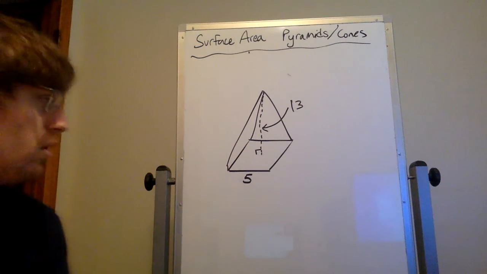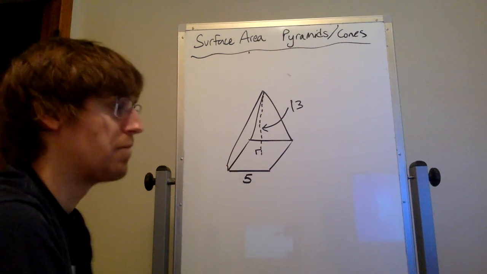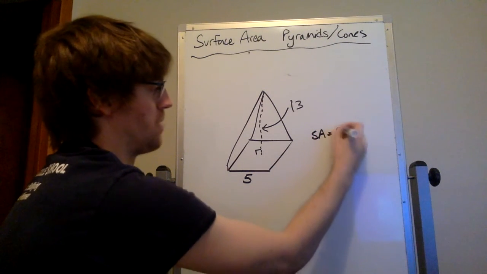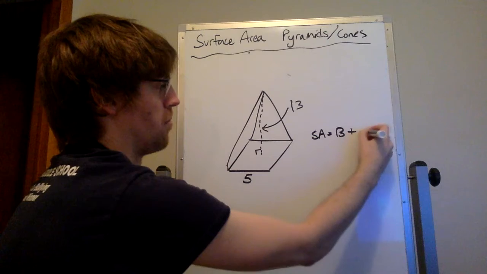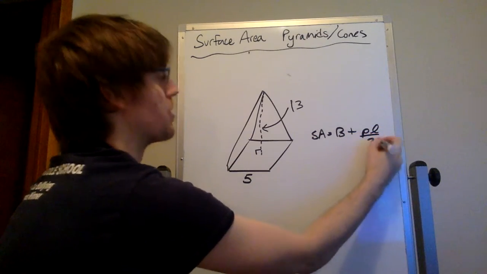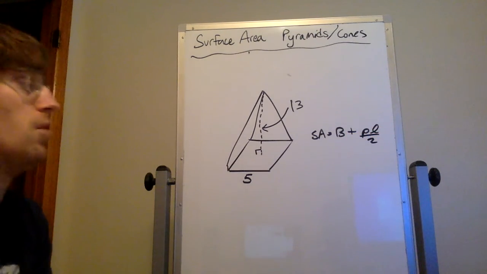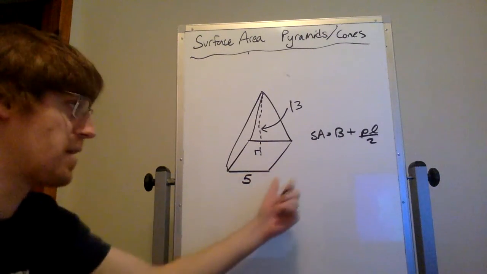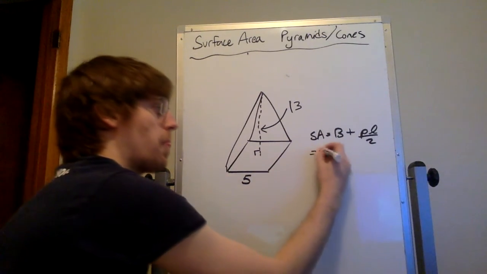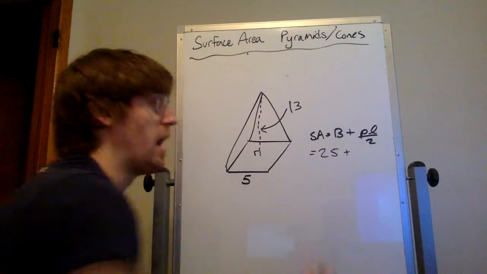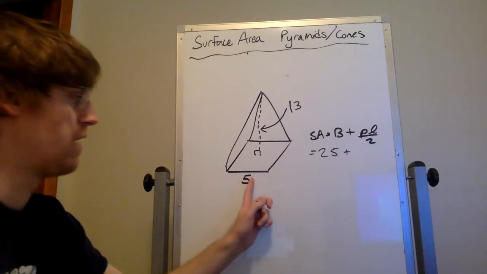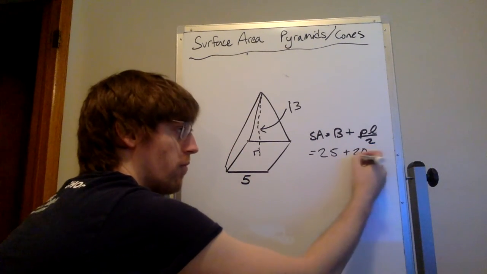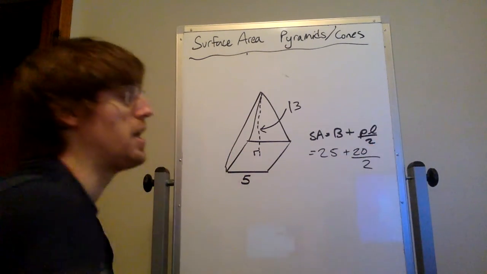Okay, so if we want to find our surface area, that's base plus perimeter times slant height over 2. Base should be easy. It's a square, 5 times 5, 25. Great. Now we need the perimeter. 5, 10, 15, 20. Great. Now all we need is the slant height.